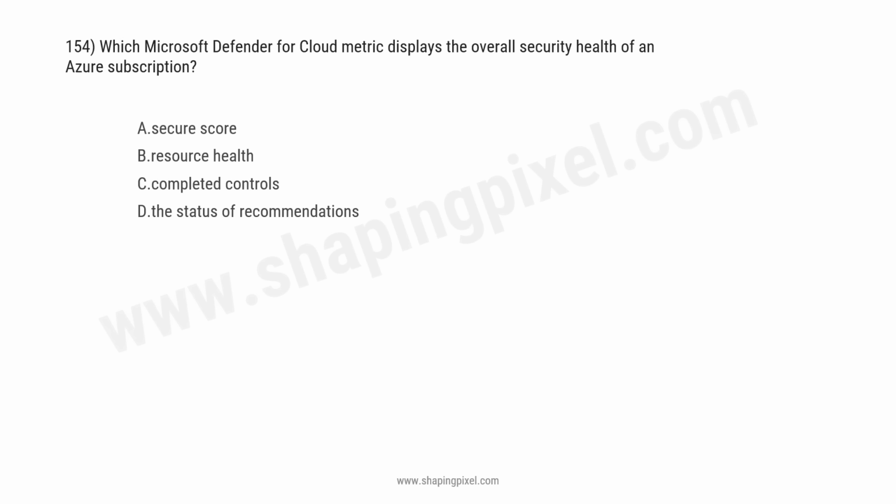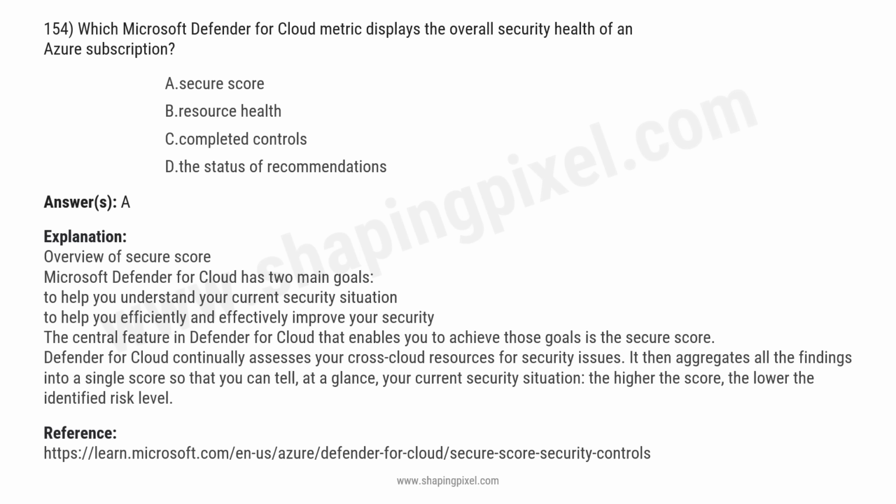Question number 154. With Microsoft Defender for Cloud, which metric displays the overall security health of an Azure subscription? The options are secure score, resource health, completed controls, the status of recommendations. So the right answer here is option A, secure score.